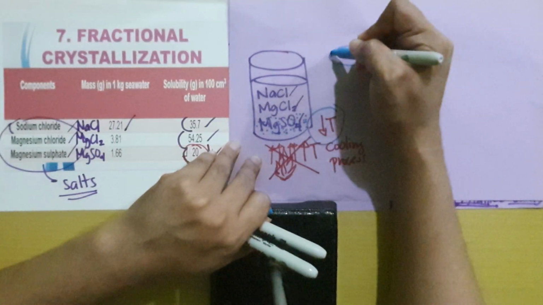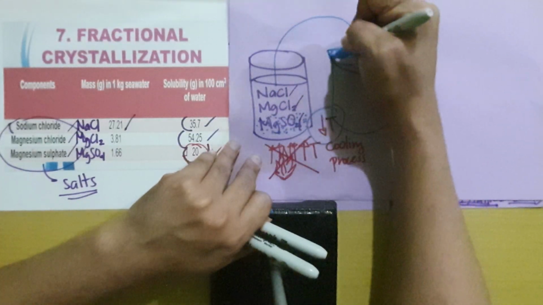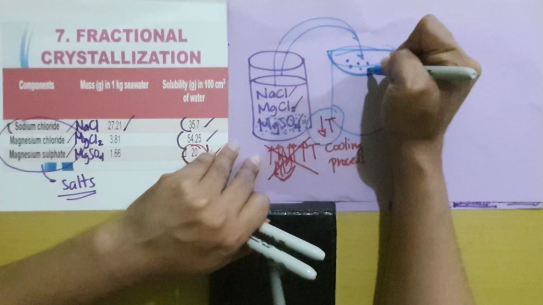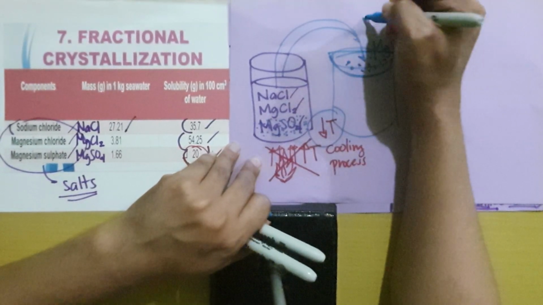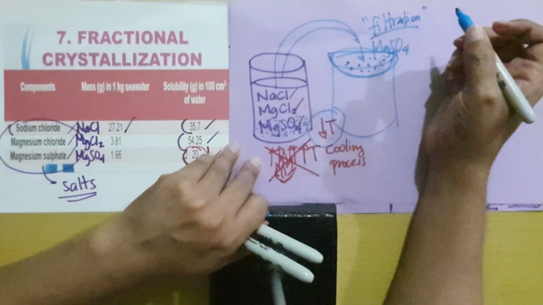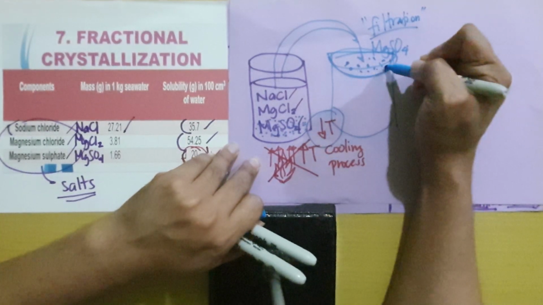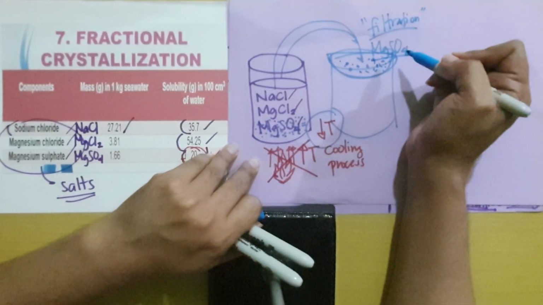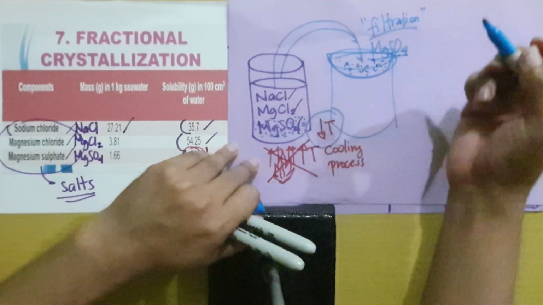Once we have the cooling process, once this solution was subjected to a very low temperature, afterwards this solution will be filtered. So therefore, we can recover magnesium sulfate once we perform filtration. In other words, under fractional crystallization, filtration will be applied at the same time so that we can recover those crystallized salts. In this case, magnesium sulfate was recovered because there will be the formation of crystals or salt.